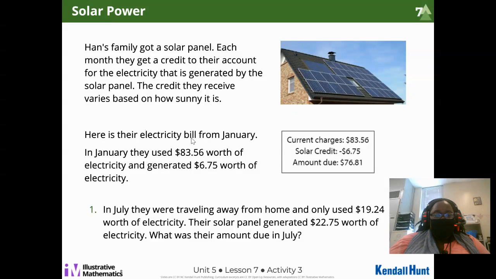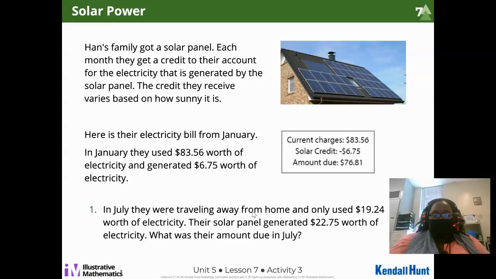So here's the electricity bill from January. In January they used $83.56 worth of electricity. And then they generated $6.75 worth of electricity. It's shown over here on the right hand side. Our charge was $83.56. Anytime we get solar credit, that means I'm taking money away. And so the amount they actually have to pay is here, $76.81.